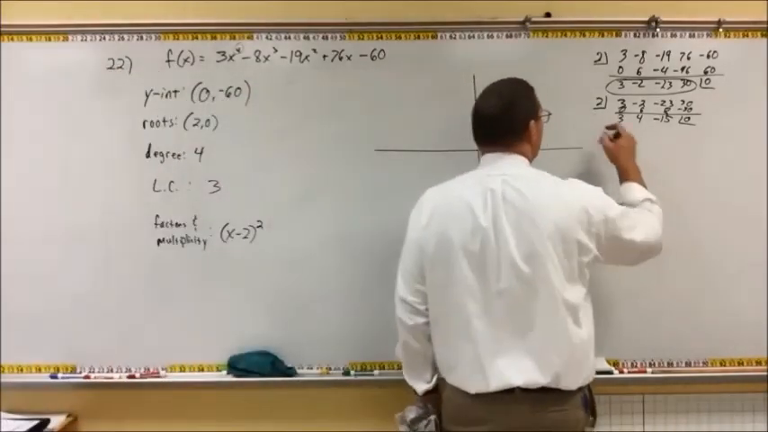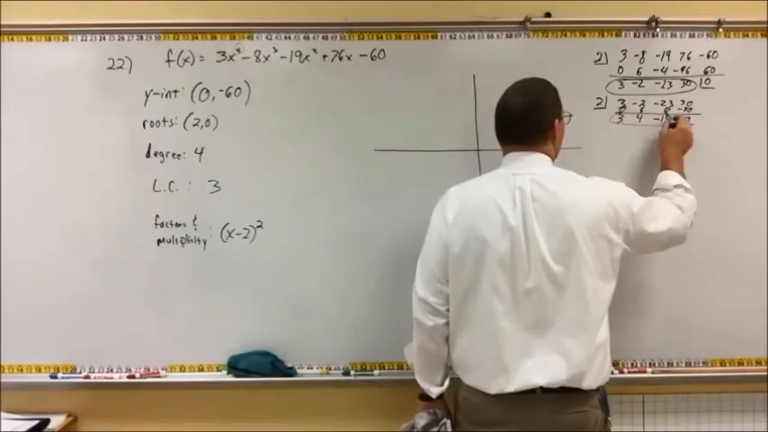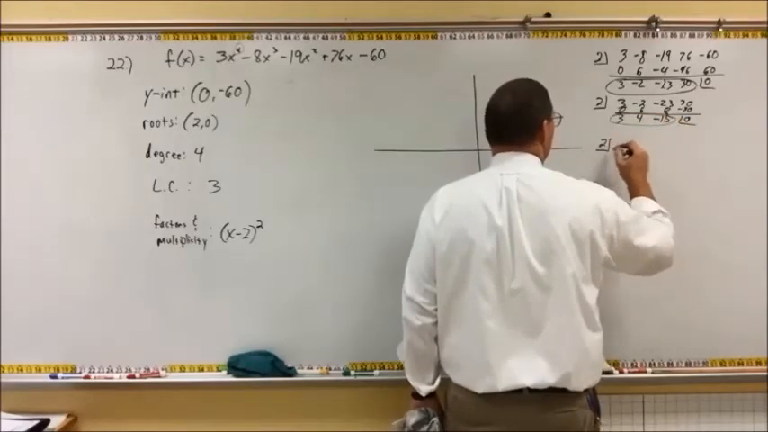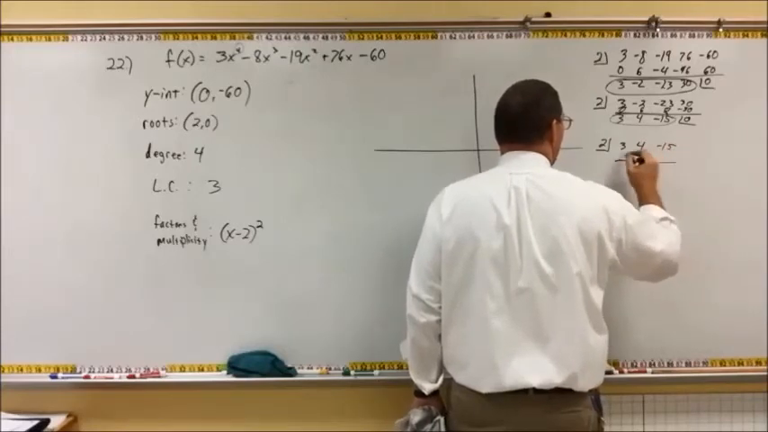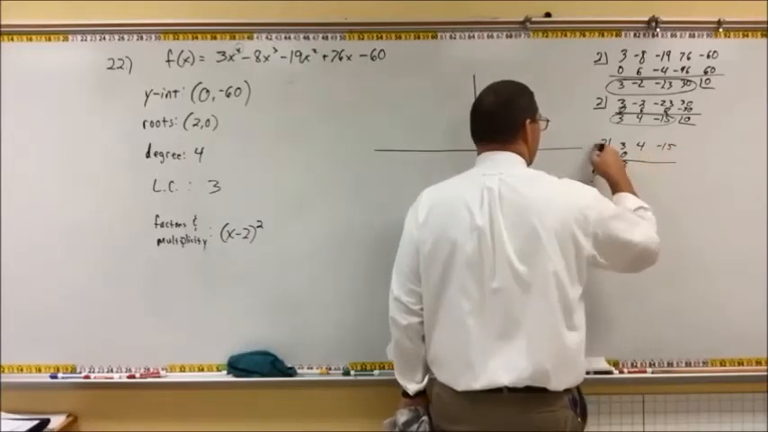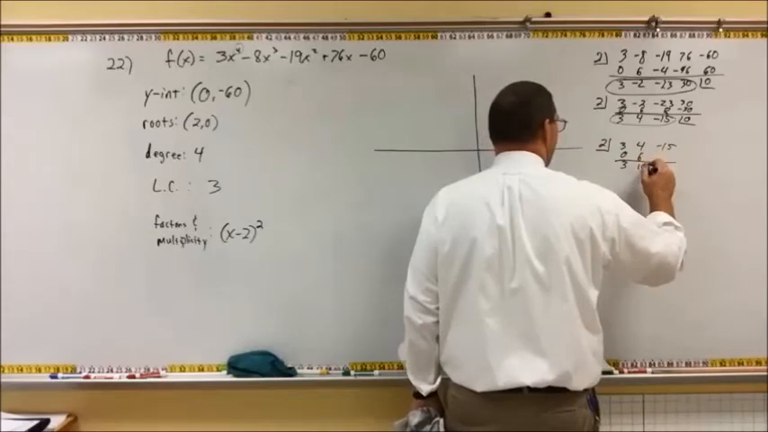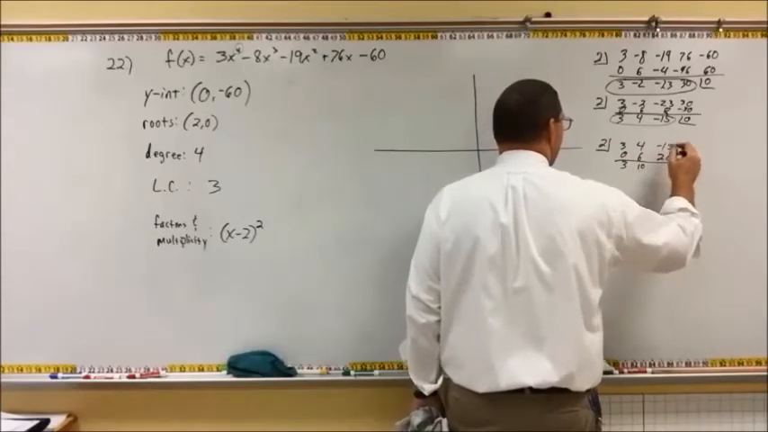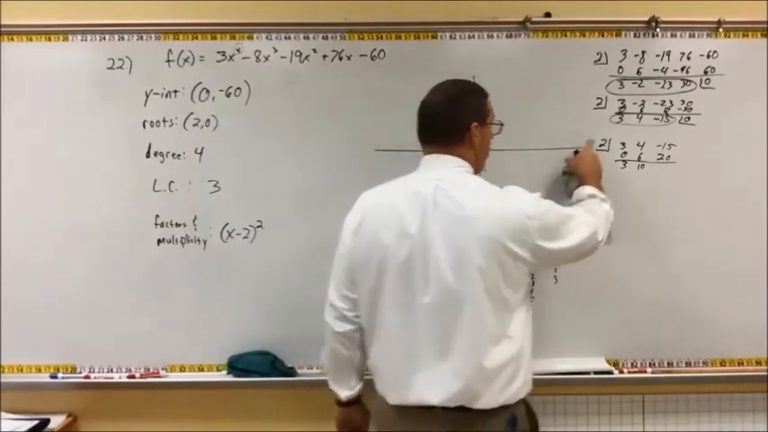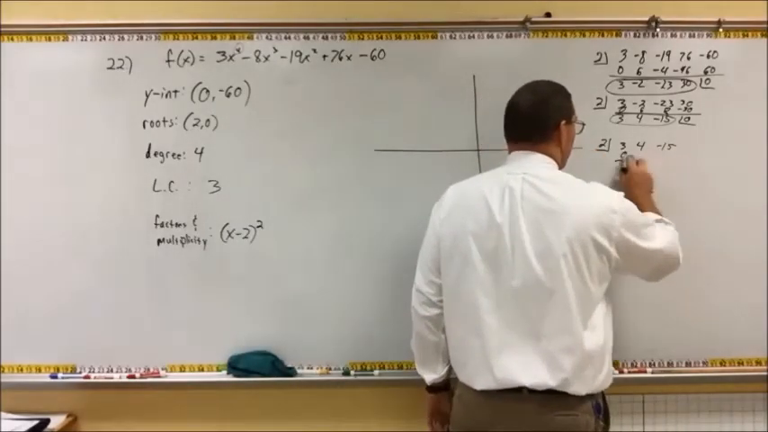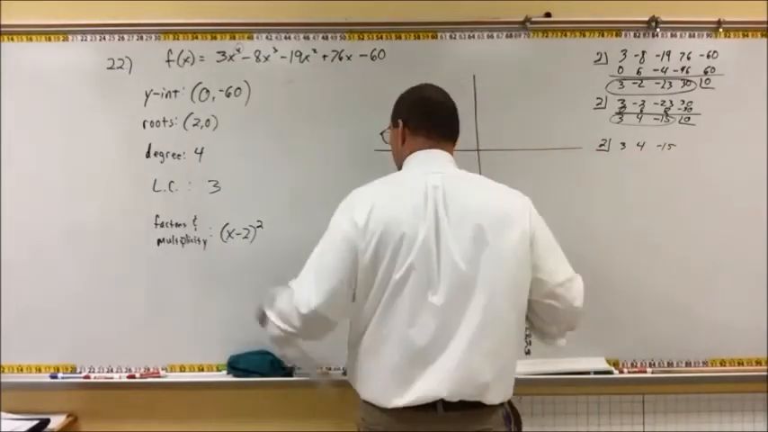Now, we're going to try 2 again, only on these numbers, to see if there's a third 2. So we've got a 3, we got a 4, we got a negative 15. Draw a line, put a 0. 3 plus 0 is 3, times 2 is 6. 6 plus 4 is 10. 10 times 2 is 20. Minus 15 is not 0, so we've exhausted the use of 2. That's all the x minus 2's that we're going to find.